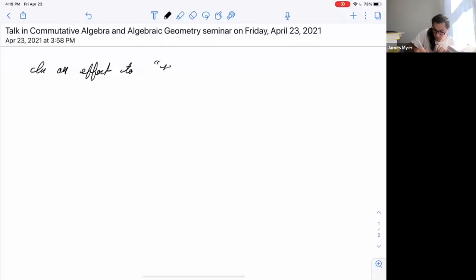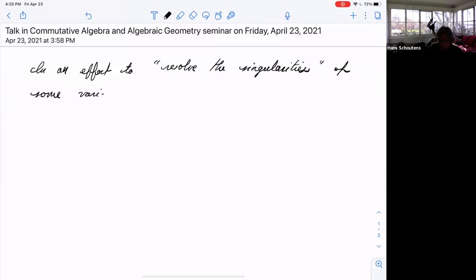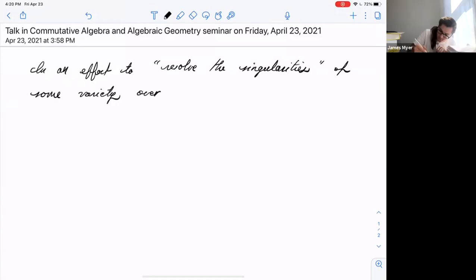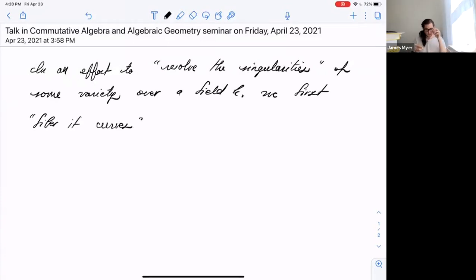Quote, resolve the singularities. So in quotes, just because we're not literally going to do that in the conventional sense, of some algebraic variety over K, we first fiber it by curves, right? So this is what we've learned in the previous discussions.